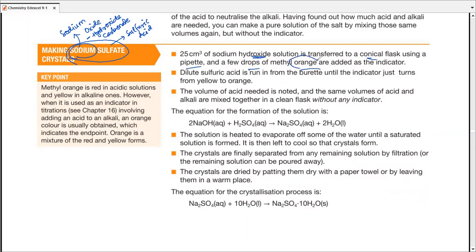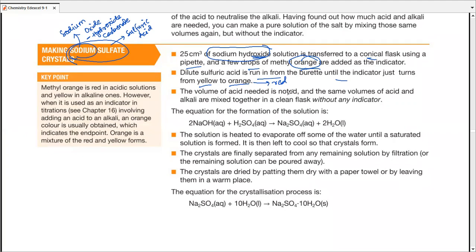Remember, this indicator is orange in neutral solution. It becomes yellow in alkaline, and this yellow will be converted back to orange once we use the acid and neutralize it. Remember, if you use a single drop more, this orange will be converted to red because it is red in acidic solutions. So if you're performing that experiment and you accidentally convert your yellow to red instead of orange, you should instantly know that you have used more acid than required. You might need to dispose of the entire solution and do the titration again.